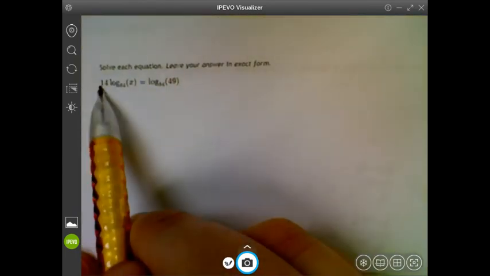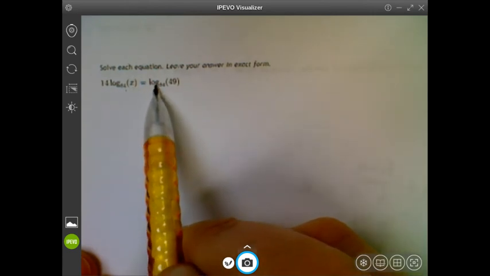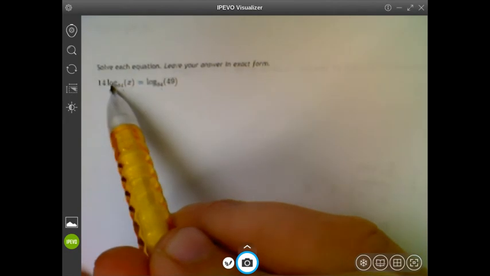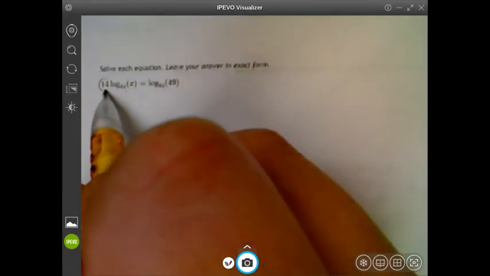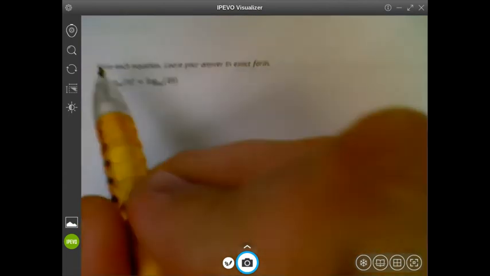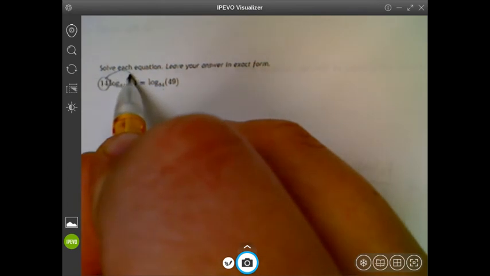Okay, the next one says 14 log base 84 of x equals log base 84 of 49. What's happening with this problem is you do have two logs, and they are the same. But right now, this log has a 14 in front of it, and that's going to throw off being able to use the last property directly in saying that the insides of the logs are equal to each other. But there is a rule we have talked about lots of times that says if there's a number in front of a log, what can you do? You can put that back into the power.